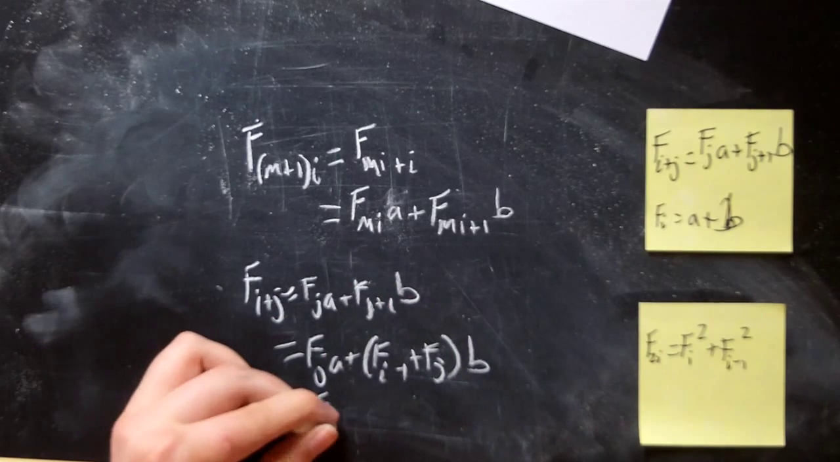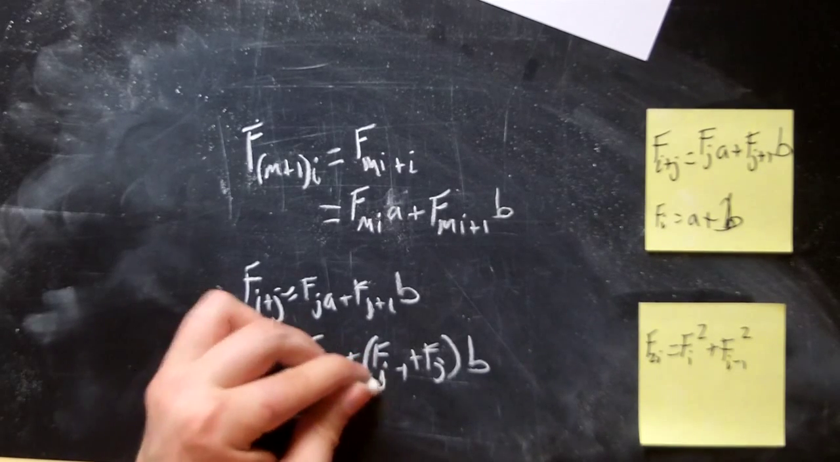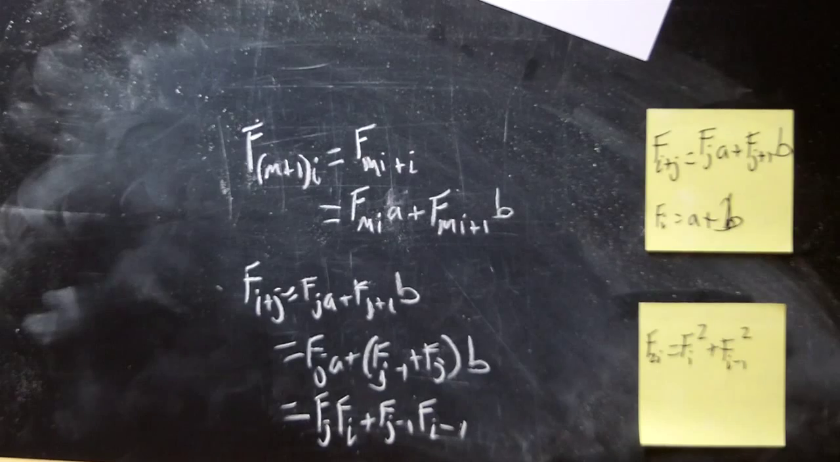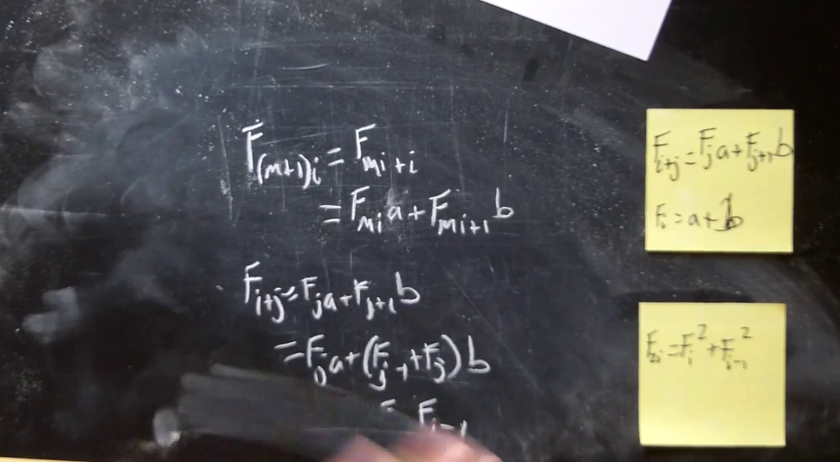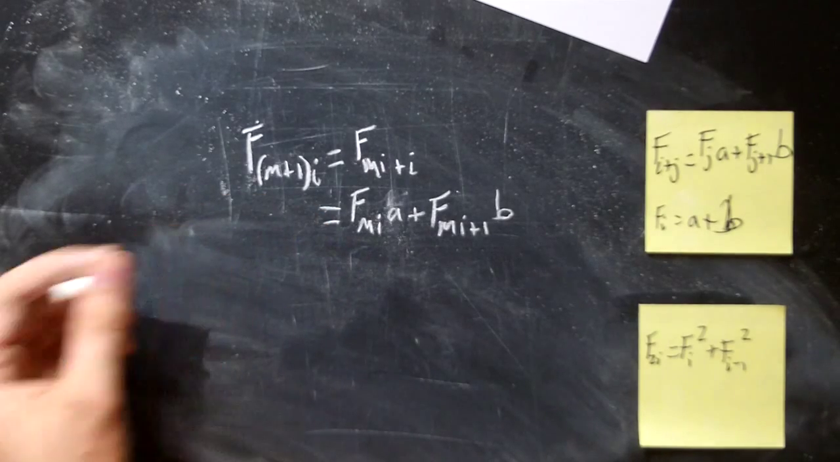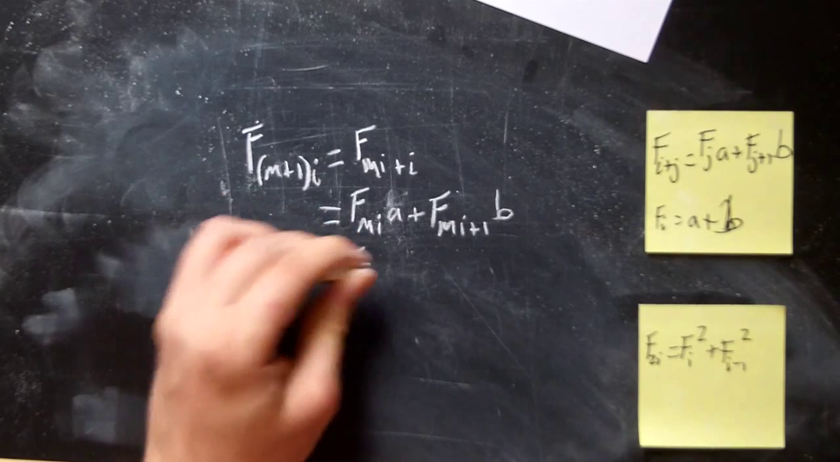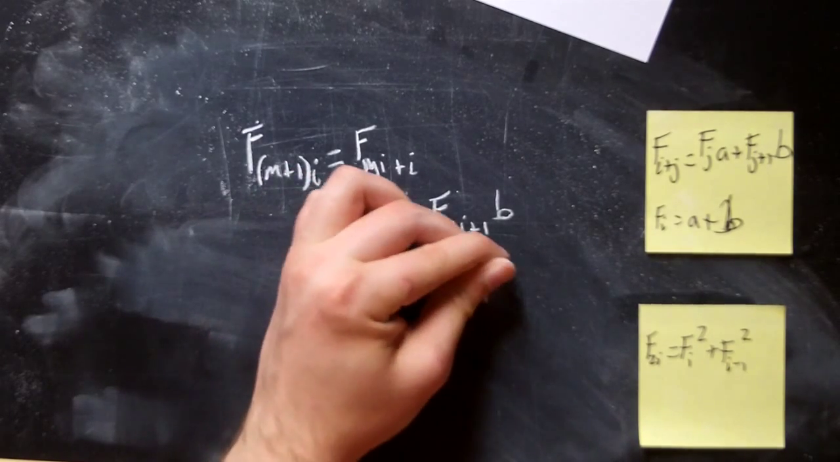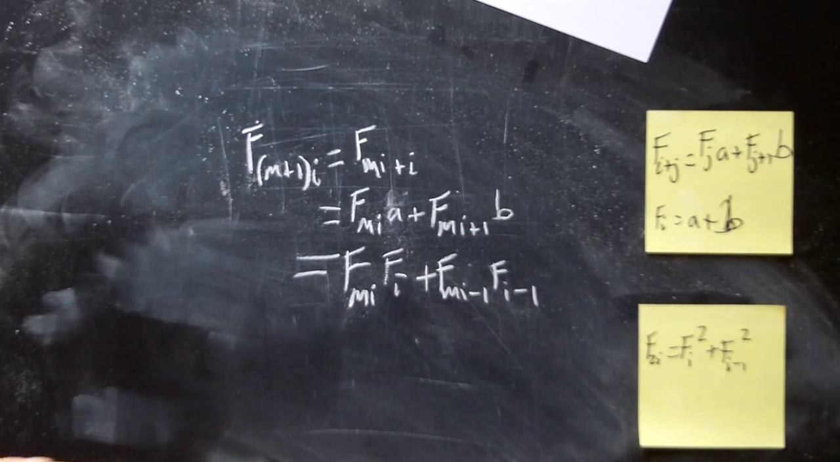That is Fj. Plus Fj minus 1 Fi minus 1. No, that doesn't help. Right, so I keep doing the same trick here. So I think without doing the working out, that's F(mi) F(i) plus F(mi minus 1) F(i minus 1). That might do as a rule. Maybe. I had a better result for this before. Let's call this off for a moment while I do some working.